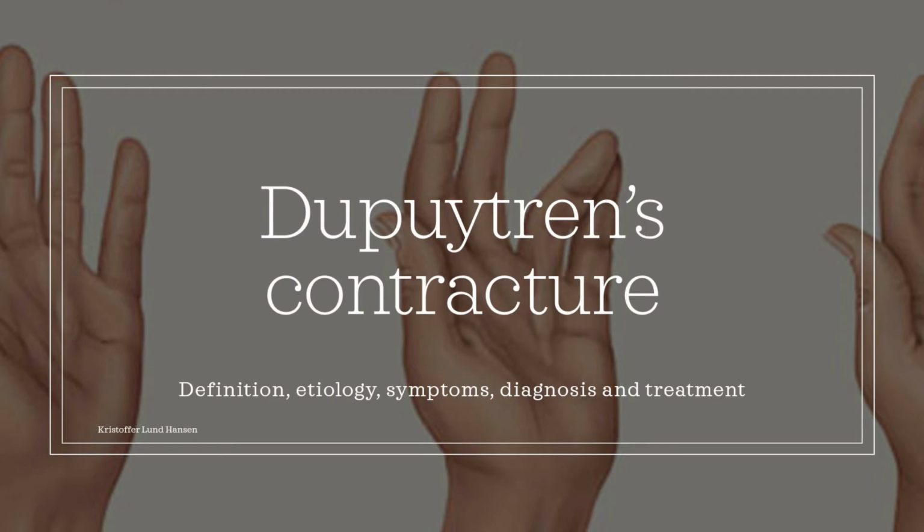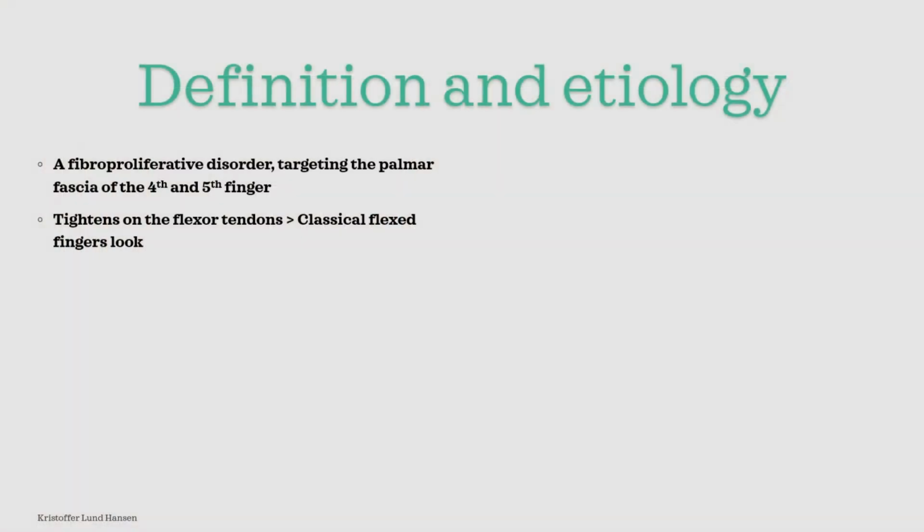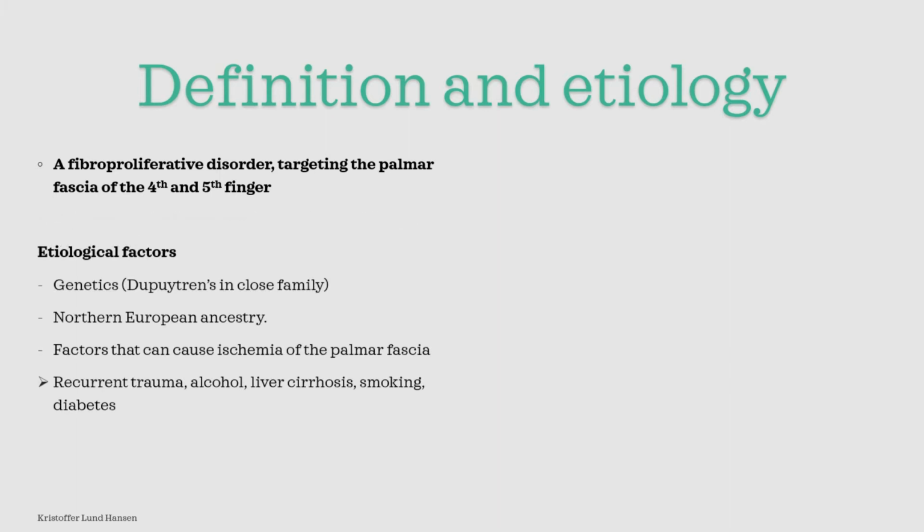In this video we're going to talk about the most important things to know about the disease. Dupuytren's contracture is a common fibroproliferative disorder that targets the palmar fascia of mostly the fifth and the fourth finger. It occurs due to thickening of the fascia that surrounds the tendons in the palm. The etiology of the disease is still uncertain, but there are some factors that are associated.